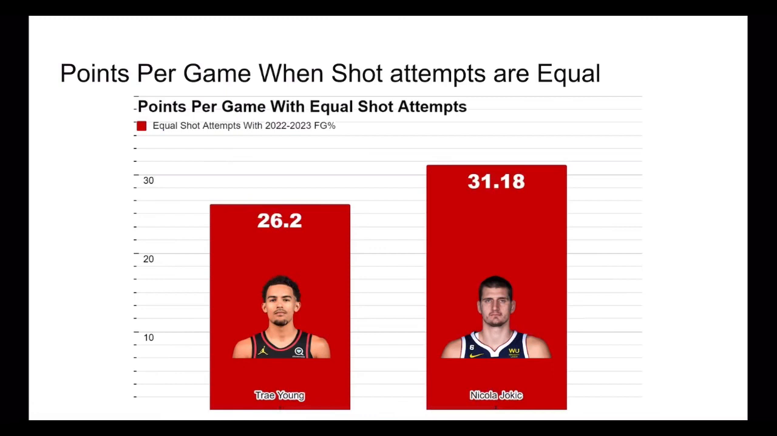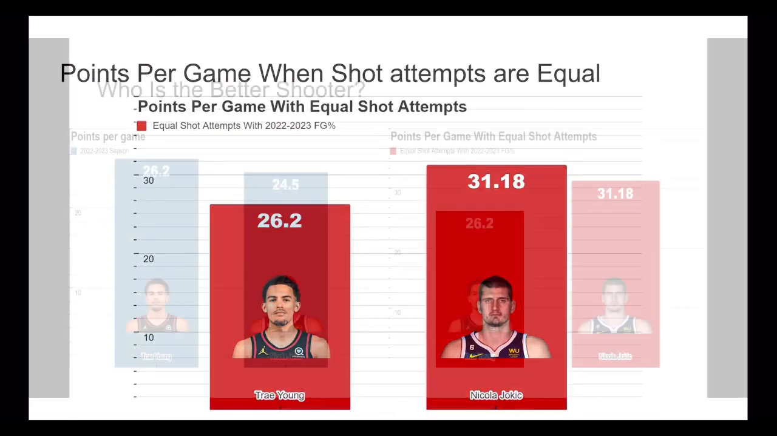Now on this graph, you can see points per game when they are both shooting the same shot attempts. Theoretically, Nikola Jokic would average 31.18 points per game if he had the same amount of attempts as Trae Young.